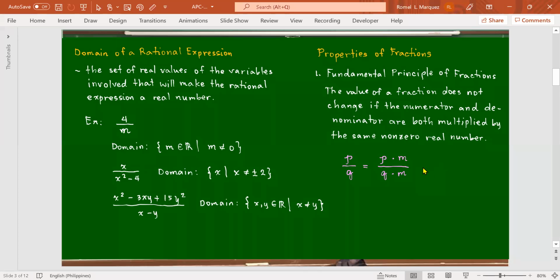Get it, guys? Alternatively, you can also say that given P over Q, I can divide instead of multiplying by M. Dividing by M means multiplying by 1 over M, both P and Q. So P divided by M over Q divided by M. This procedure is very useful when reducing a fraction to its lowest terms. Let's say I have 6/10. If I want to reduce that fraction, what will be my divisor to both the numerator and denominator? I divide the numerator by 2 to get 3, divide 10 by 2 to get 5. So we will have 3/5. Very useful in simplifying.